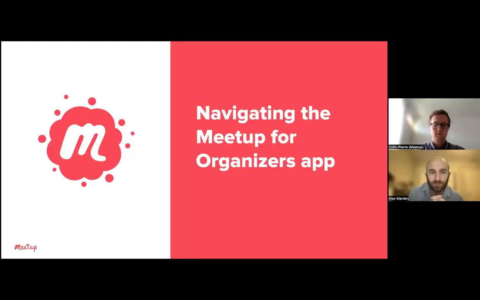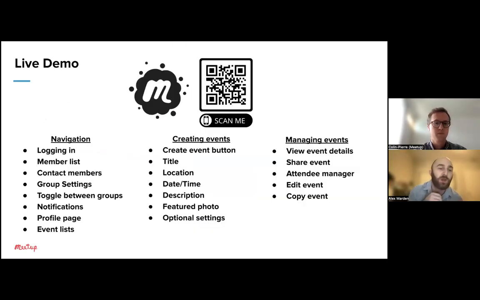All right, moving on. Here is the real meat and potatoes of today's event, which is navigating the Meetup for Organizers app. This is where Colin is going to show us a lot of the specific features. We've got it broken down here in this list. Broadly speaking, we're going to take a look at how you can get around inside the app, the main feature, which is how to create events, and all of the unique details in our event scheduler that will allow you to create the kind of event that you want.